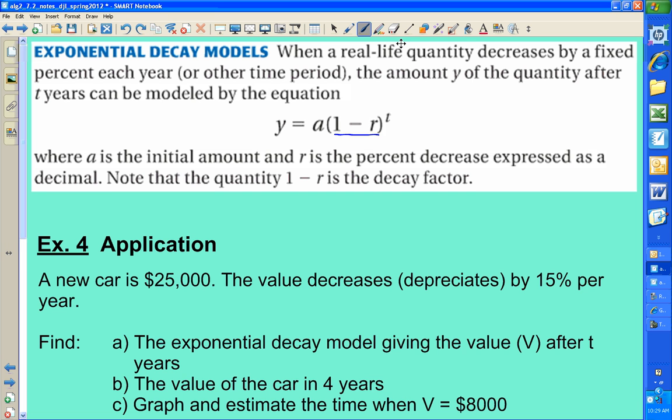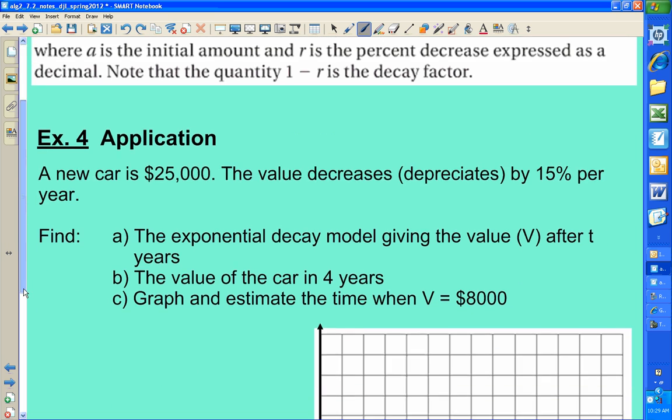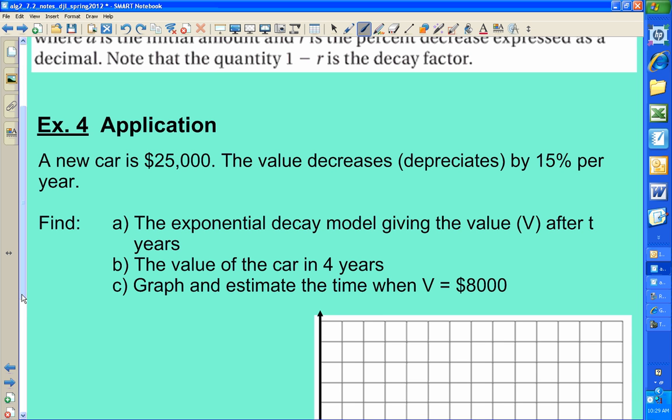This is a perfect example. When you buy a car, the car depreciates in value. In this example, it depreciates by 15%. So the value of the car starts at $25,000 and goes down by 15% per year for T years. That's a lot. What's 1 minus 0.15? 0.85. That's your growth factor.